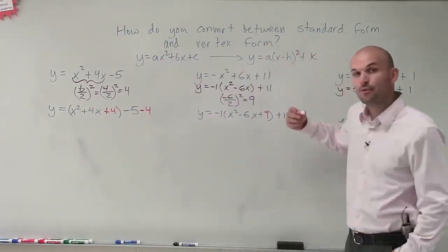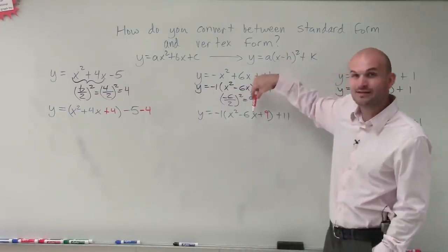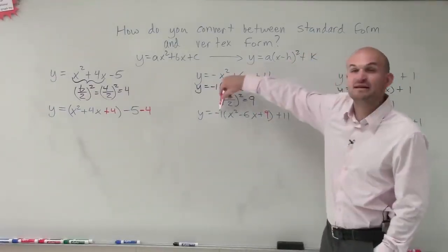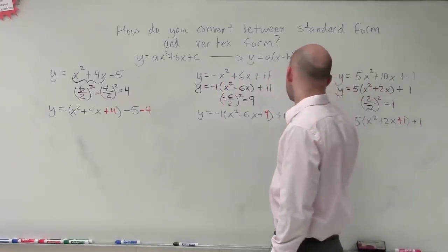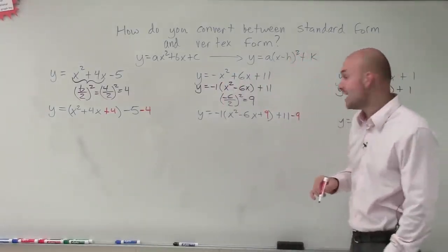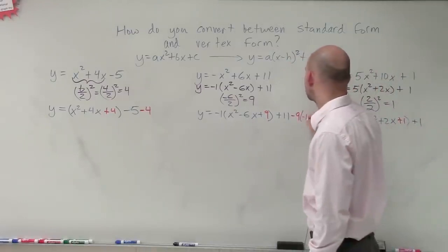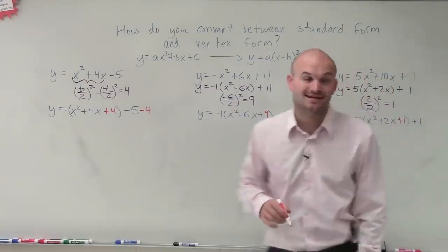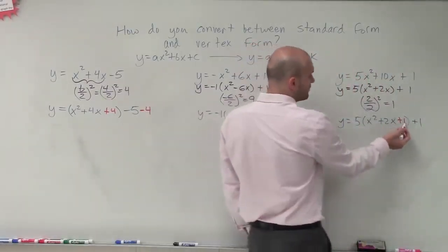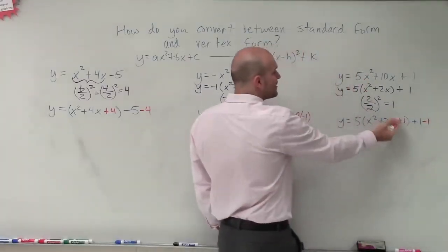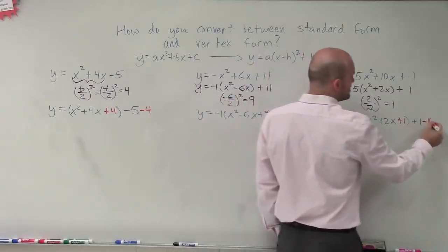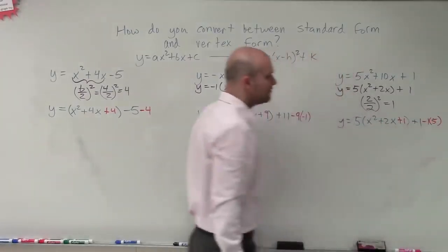Well, that's very important because when I add 9 inside the parentheses, you notice that this 9 is being multiplied by -1. So when I subtract the 9 outside the parentheses, I have to make sure I also multiply that by a -1. Over here, when I add this 1, so now I'm going to subtract 1, notice that the 1 inside the parentheses is being multiplied by 5. So I need to multiply this 1 by 5 as well.